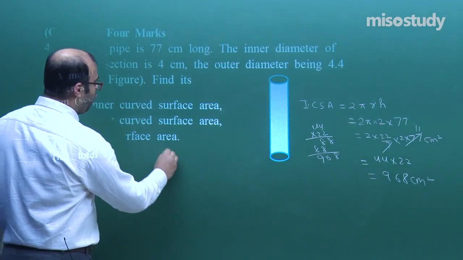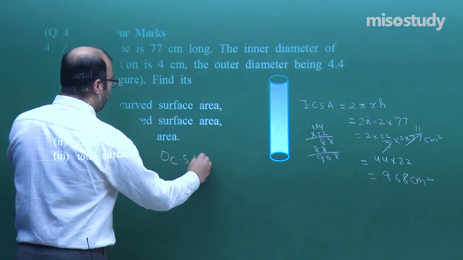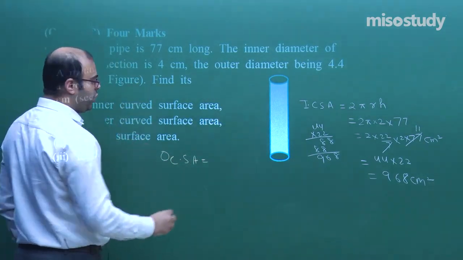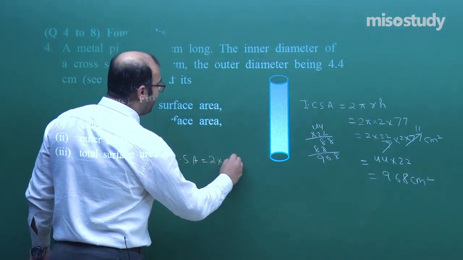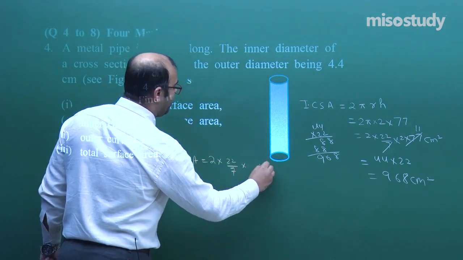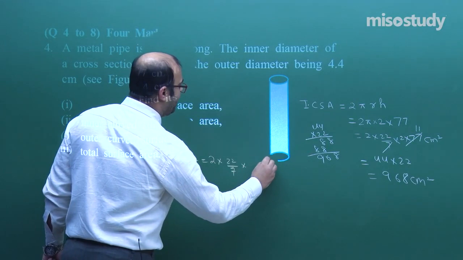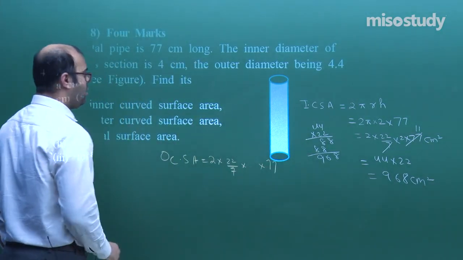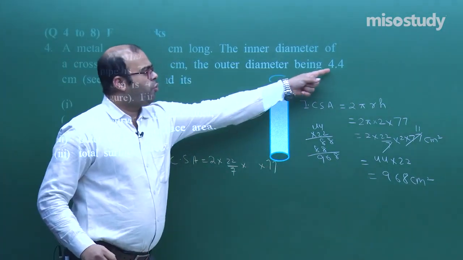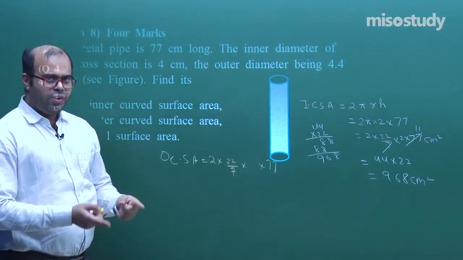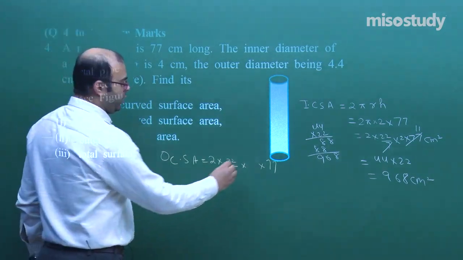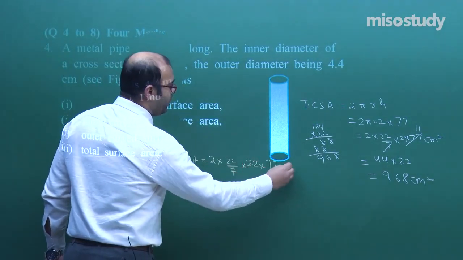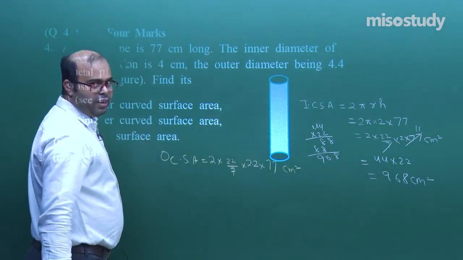Now, let us find the outer curved surface area. For outer curved surface area, the radius will change only. So, 2 pi capital R, which I will put here, and height is the same, 77 centimeter. The outer diameter is 4.4 centimeter. So, we will half this, we will get 2.2 centimeter. So, 2.2 centimeter is the outer radius.